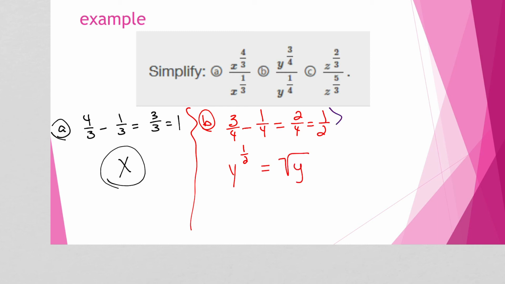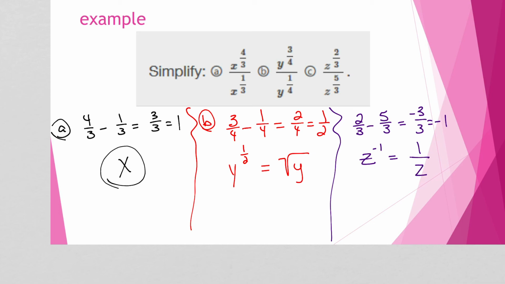All right, let's look at C. So we have z to the 2/3 divided by z to the 5/3. So we would have 2/3 minus 5/3, which is, what is that? 2 minus 5, that's -3/3, which is -1. So we would have z to the -1 power. Don't give me answers with negative exponents unless we're dealing with scientific notation. So you need to simplify that and make that 1/z.